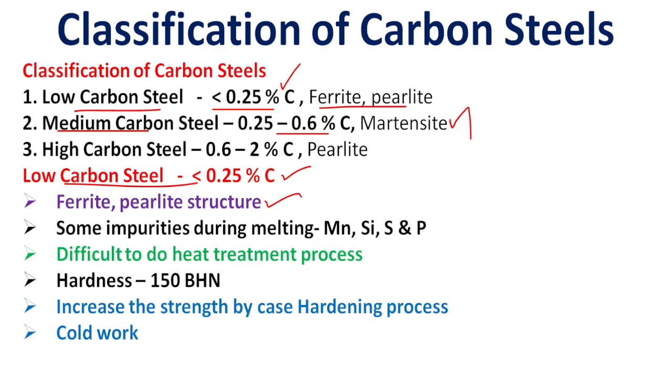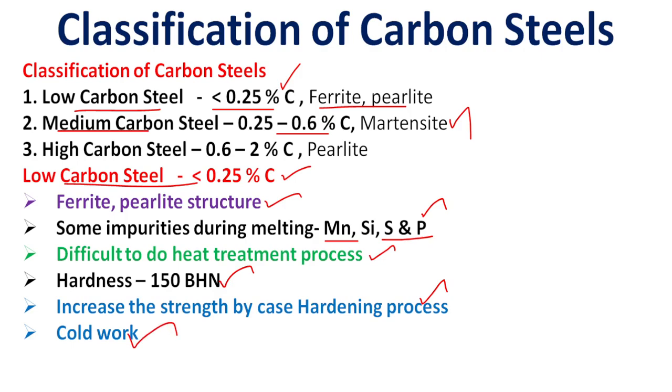Low carbon steel has some impurities from melting: manganese, silicon, sulfur, and phosphorus. Low carbon steel is difficult to heat treat because the carbon content is low, up to 0.25. The hardness of the material is 150 BHN, Brinell hardness number. The strength can be increased only by the case carburizing process, for surface hardening, such as flame hardening or induction hardening. These are the only methods suitable for increasing the strength of low carbon steel material, since it is difficult to do the heat treatment process.